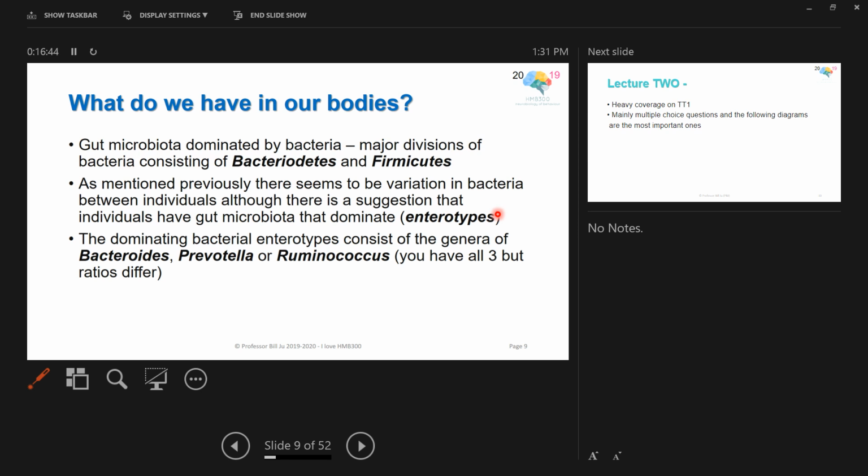Yep. Is enterotype another way to say diversity? It's not really diversity. We're looking at these 3 major genera, and we're just seeing a difference in the ratio. So does that get reflected in changes in diversity? Yes, but we're not really talking about enterotypes as a measure of diversity.